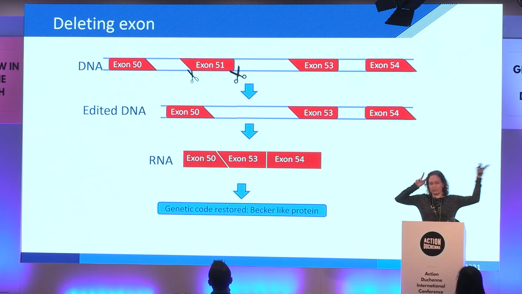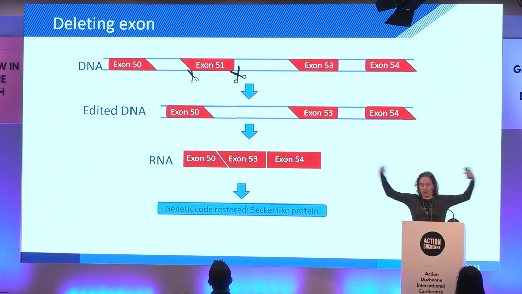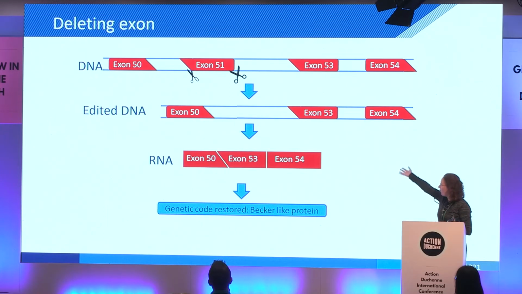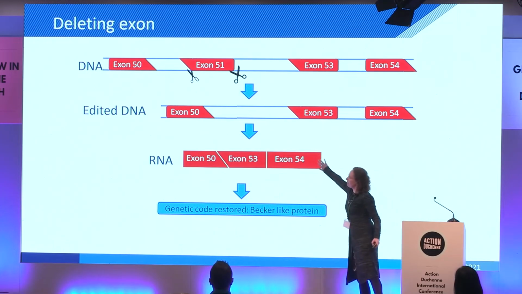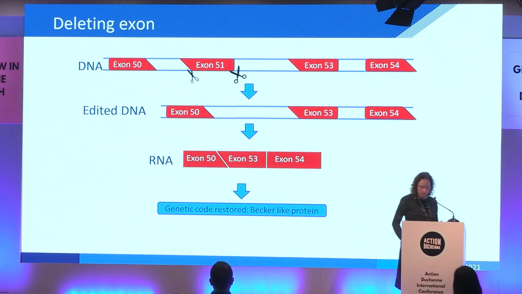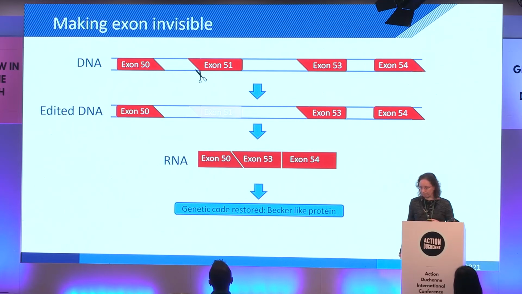If you have 2 scissors, you cut on each side of exon 51. Exon 51 will be gone, the 2 ends will be put together, and then you end up with a code that is now readable, and every time you make a transcript of this code, it is repaired. And the AONs, they target this process, and therefore you need to do it every week.